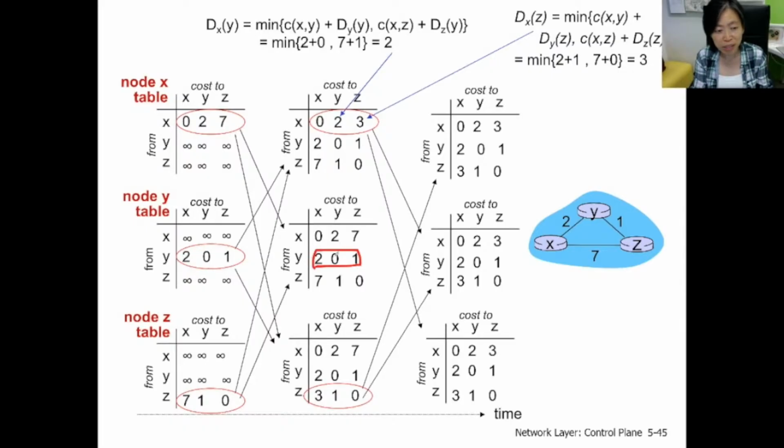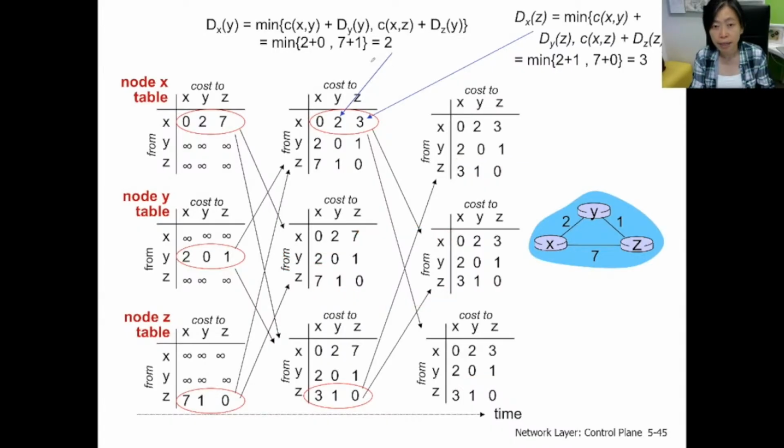Now, what's a bit special is this. In the quiz, you see that dy at node y is actually not changed. Therefore, node y is not going to distribute 0, 1 to x nor to z. So this stays the same. Therefore, this and this stay the same. But node y is going to receive a new dx and new dz. Therefore, this gets changed to 0, 2, 3. This gets changed to 3, 1, 0.